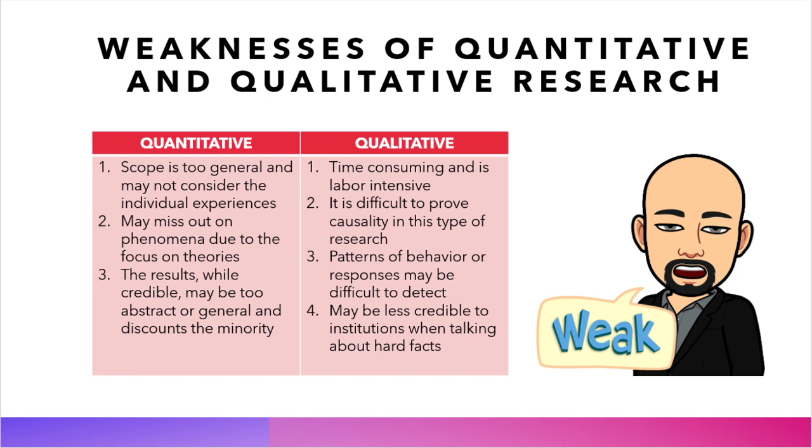Okay, so next, the results, while credible, may be too abstract or general and discount the minority. Again, this points to weakness number one. Because the scope is too general, then the minority might be discounted because we're dealing with statistics here. And in most cases, the majority will always win.